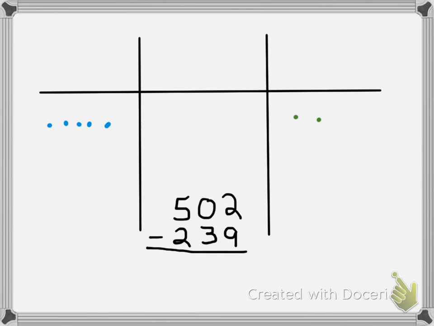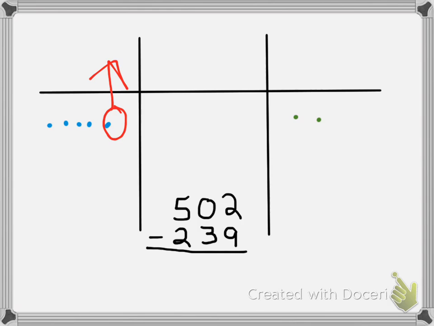Let's try one more. This one is a little bit trickier. You have 502 minus 239. So we're starting with 5 hundreds, 0 tens, and 2 ones. So we're going to begin by starting in our ones place, of course. We have 2, and we're supposed to take away 9. We don't have enough to take away 9 ones, so normally we would look to the tens place to exchange, but we don't have any tens either. So what we have to do is go over to the hundreds place, and we're going to take one of our hundreds and exchange it.